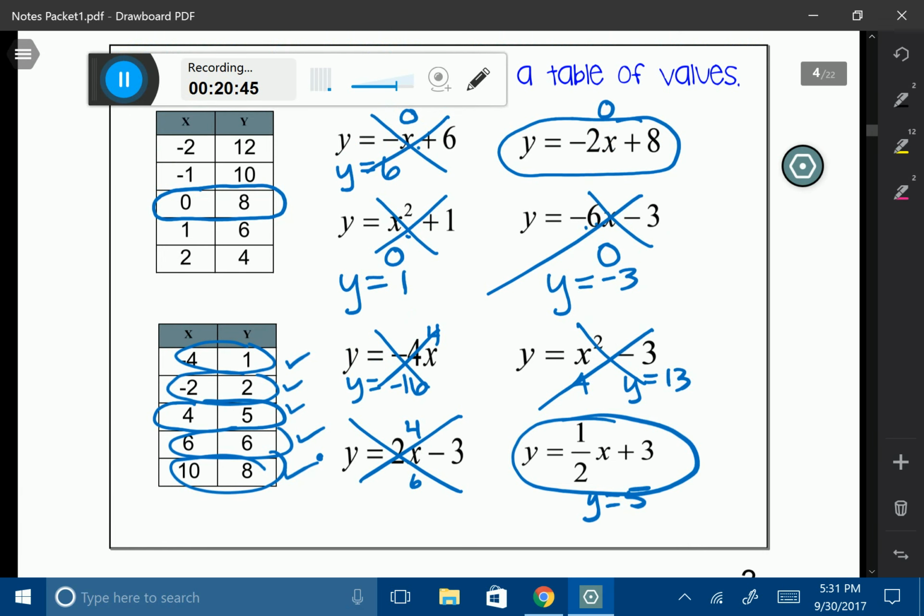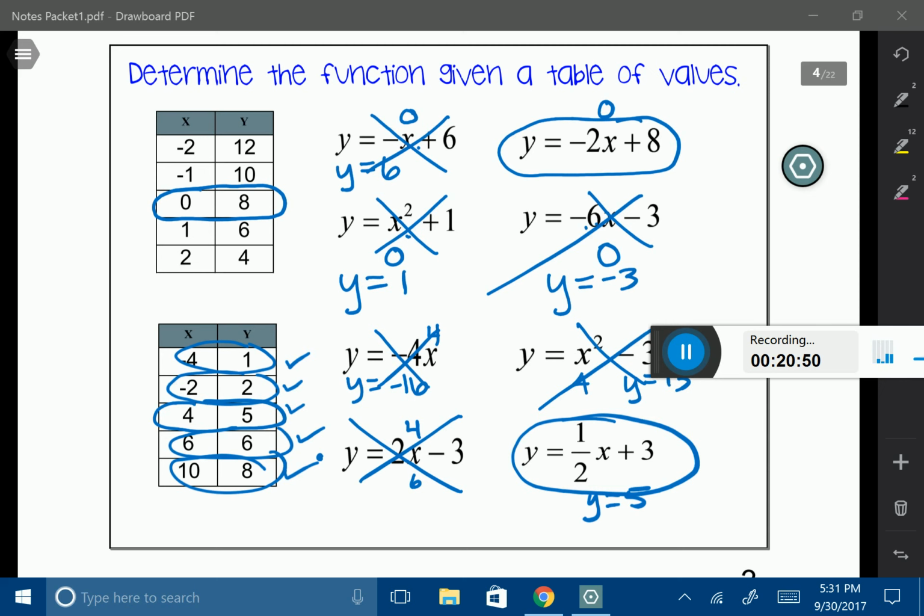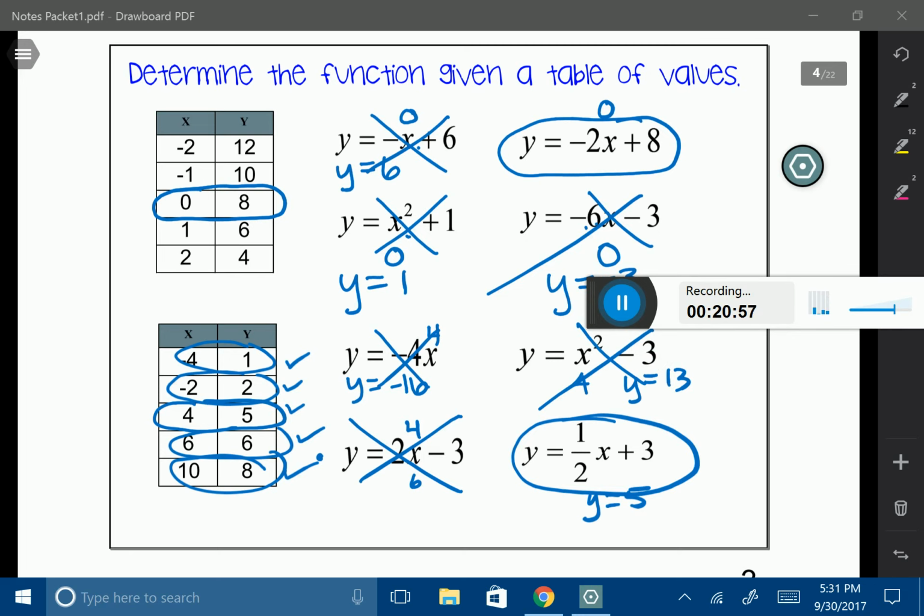Okay, so that is it in this unit, or in this section on graphing functions, linear functions and nonlinear functions. So feel free to pause the video and repeat it as you go.